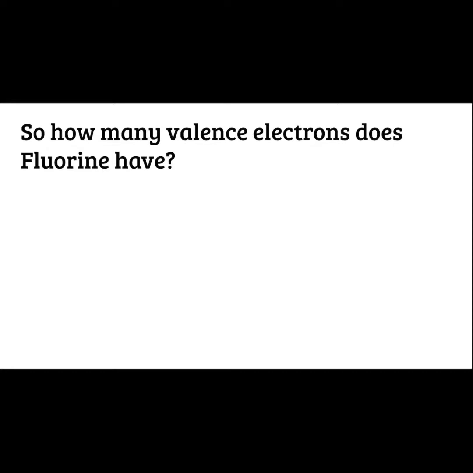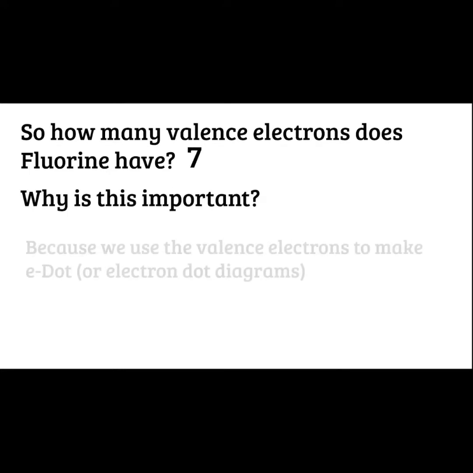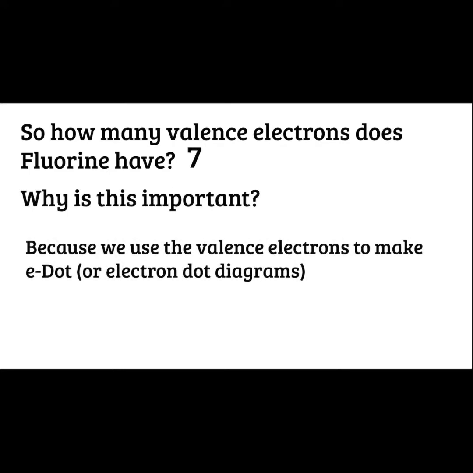How many valence electrons does fluorine have? So look on your periodic table. Fluorine is in the 7th group, so it has 7 valence electrons. Why is this important?